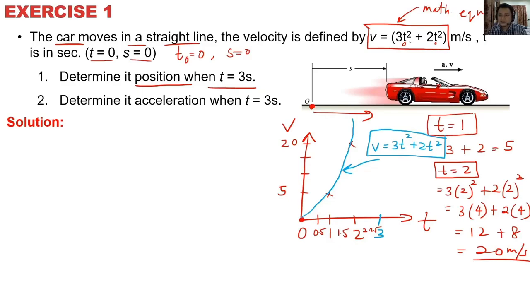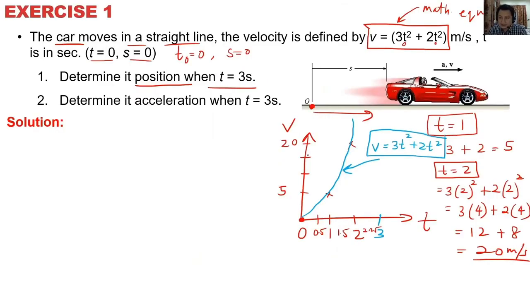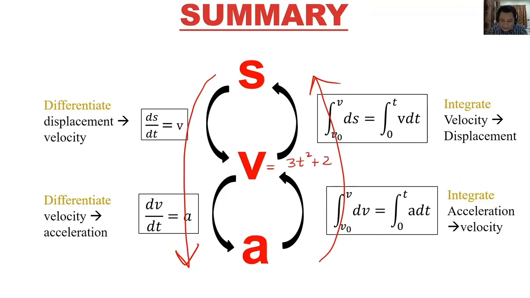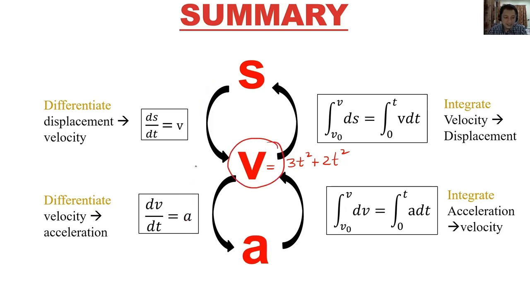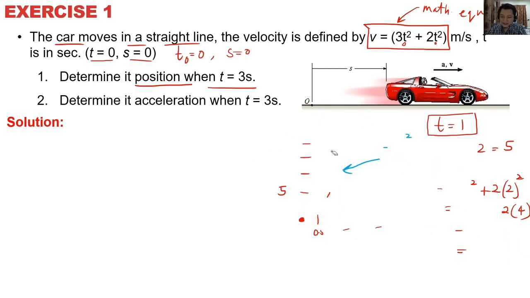So look at your data. Your data is v is equal to 3t squared plus 2t squared. So you are here. In order to get displacement, where do you want to go? You want to go back to s. In order to go back to s, you need to integrate. So that's what you should do. So now we don't do this method. We need to do this method.